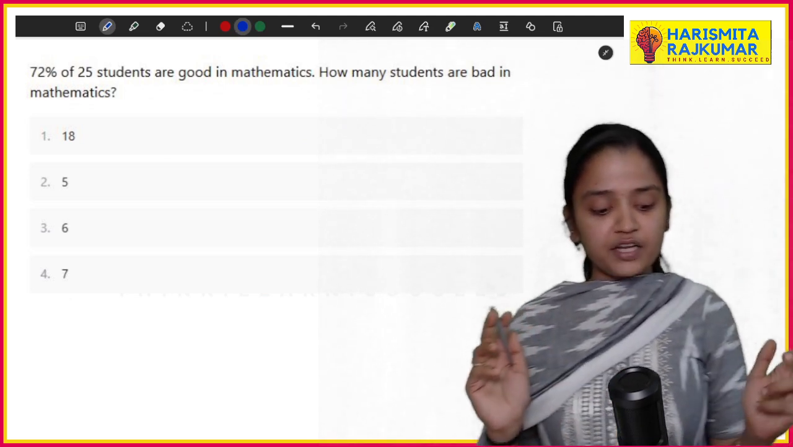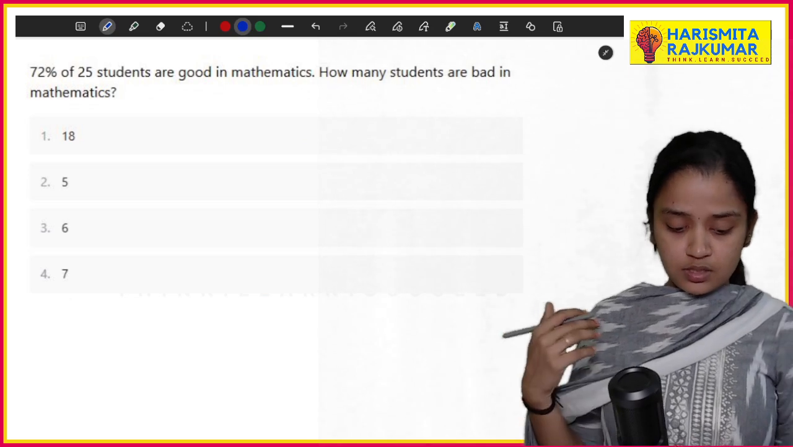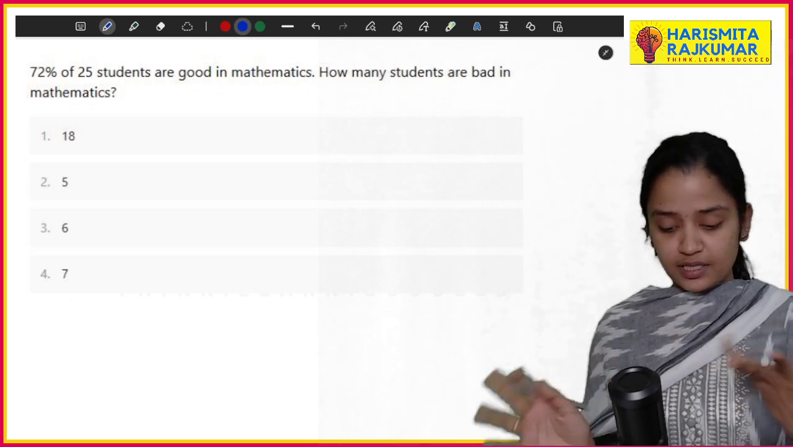So here, 75 percentage of the 25 students are good in mathematics, 72 percentage are good in mathematics.